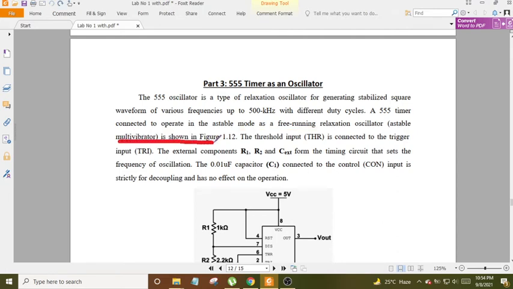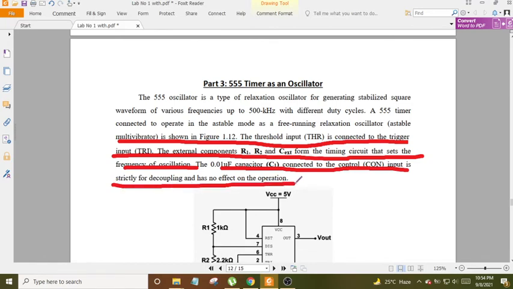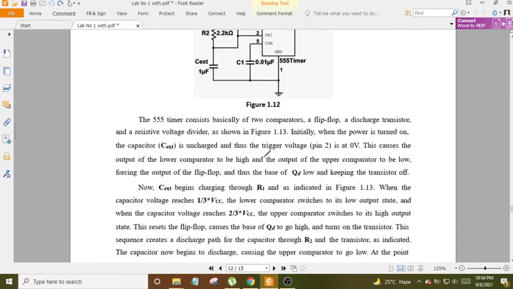Astable multivibrator is shown in figure 1.12. The threshold input, THR, is connected to the trigger input, TRI. The external components R1, R2 and C_EXT form the timing circuit that sets the frequency of oscillation. The 0.01 µF capacitor, C1, connected to the control, CON, input is strictly for decoupling and has no effect on the operation. Figure 1.12.